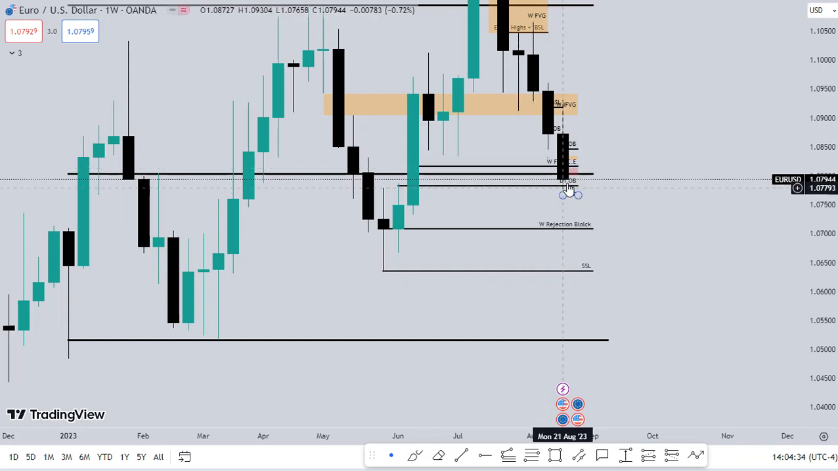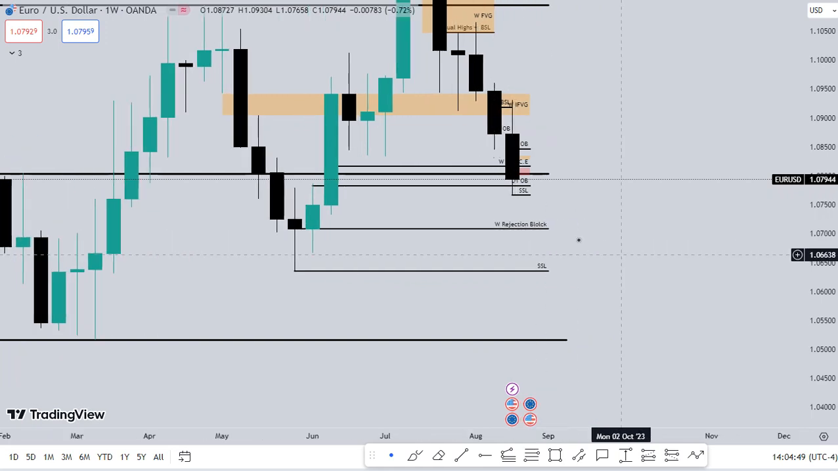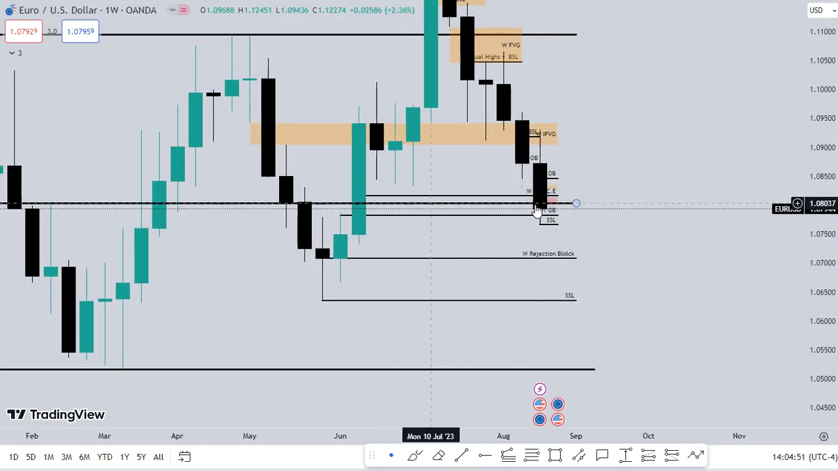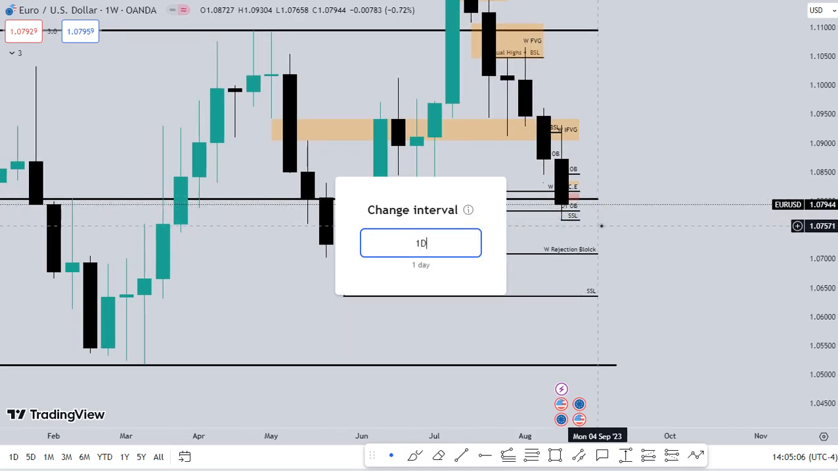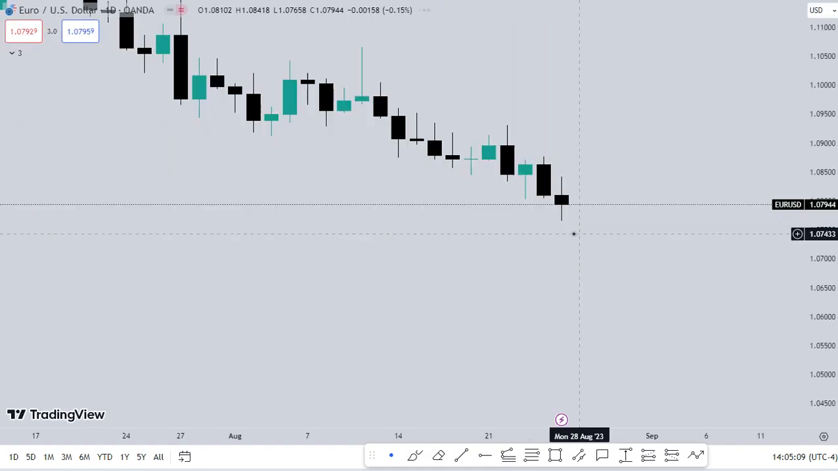So in the coming week we might see some push to this level and see rejection to the downside, taking out this sell side liquidity and probably all the way to this sell side, or maybe at least to this weekly rejection block. And this is the plan according to the weekly. So this weekly fair value gap consequent encroachment can be a level of resistance on the weekly time frame. Now we go to the daily time frame to see what we can find.